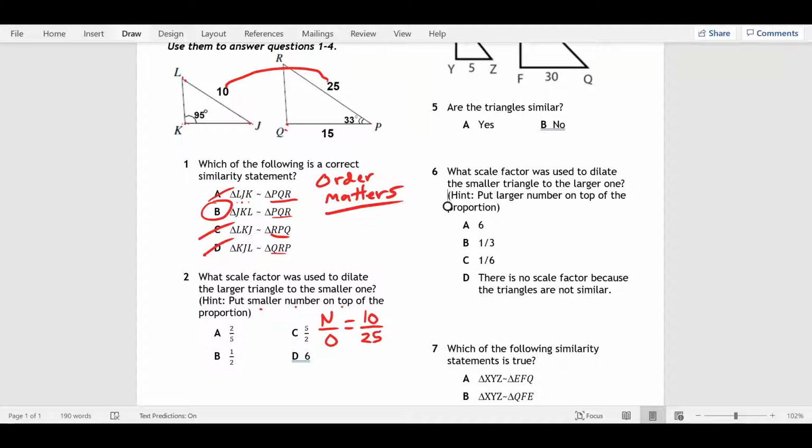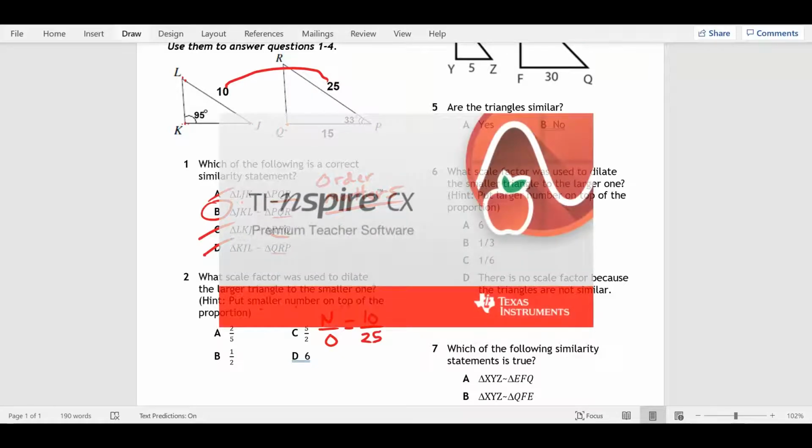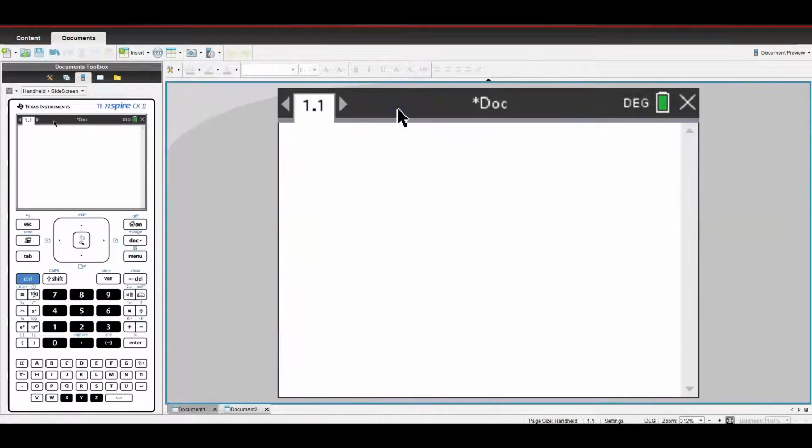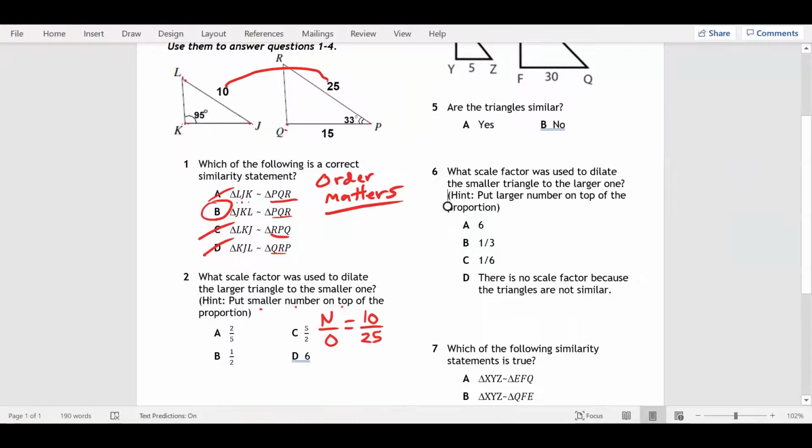10 over 25. And if you go into your calculator, it'll reduce it for you. Calculator, add a calculator, 10 divided by 25 gives me 2 over 5. Okay, so it'll give you the fraction 2 over 5. It's not 5 over 2, so make sure you, again, small number on top in this situation. 2 over 5 should be letter A. Okay, so this reduces to 2 over 5.